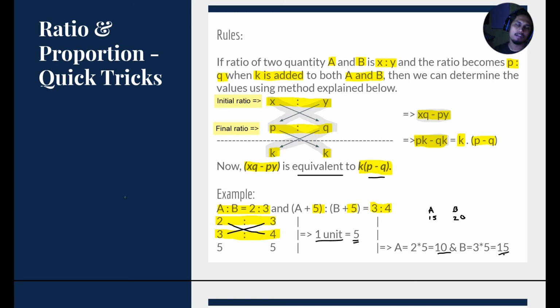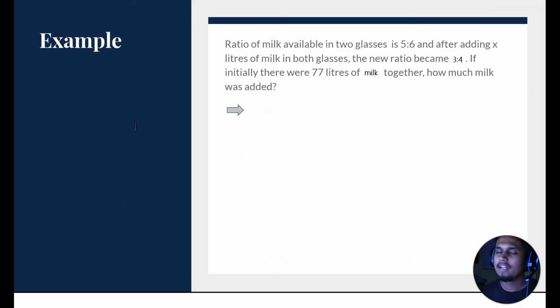Let's try to solve a problem with this method. So let's look at the problem. The ratio of milk available in 2 glasses is 5 is to 6, and after adding 6 liters of milk in both the glasses, the new ratio became 3 is to 4. If initially there were 77 liters of milk together, how much milk was added?